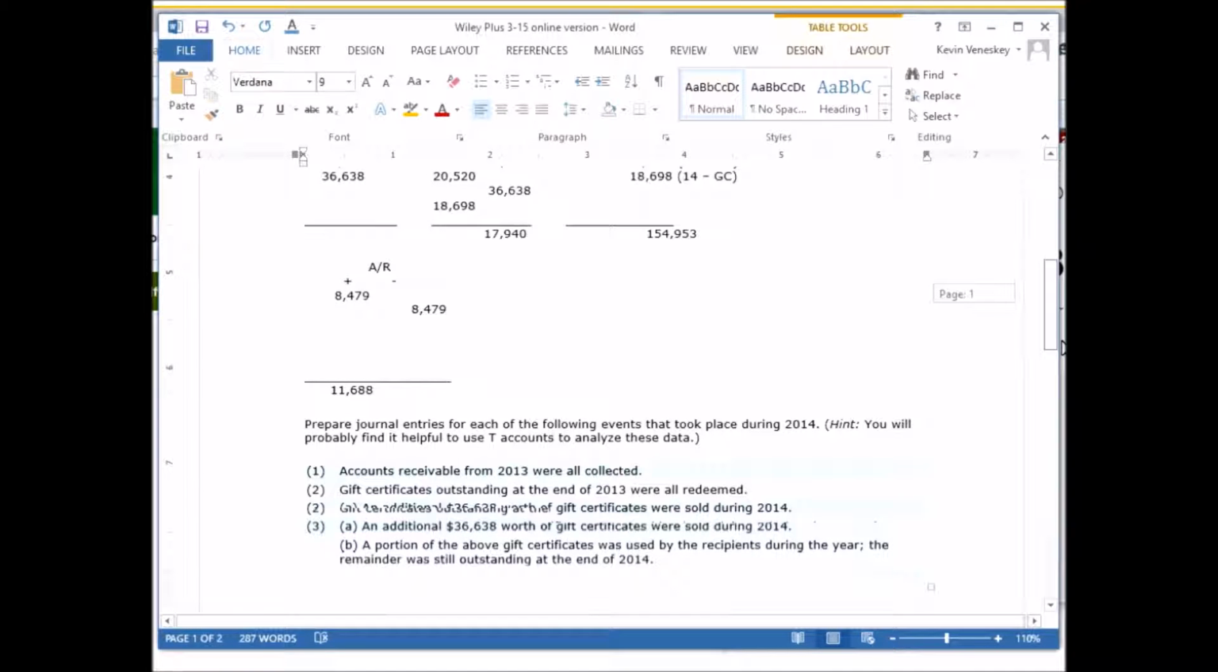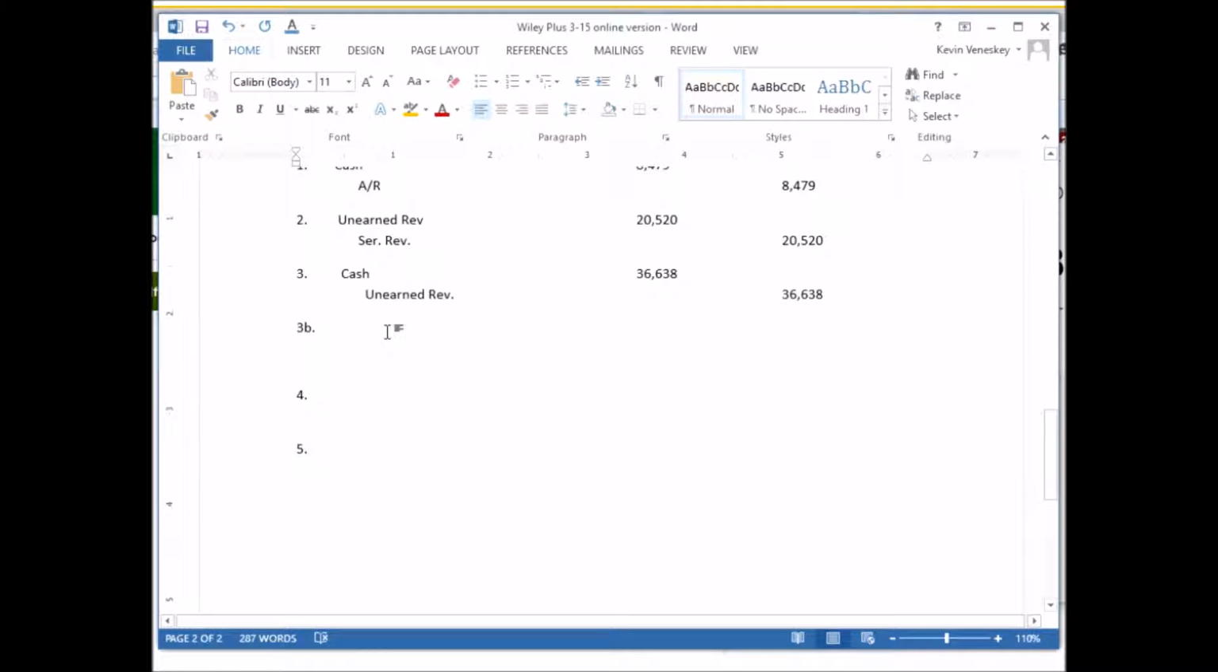So now I can do my journal entry. 18,698 was the dollar amount. I'm going to debit the unearned revenue, which is what I did up there, and I'm going to credit my service revenue.